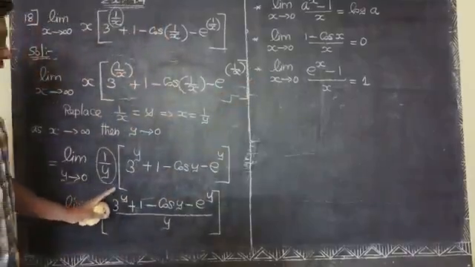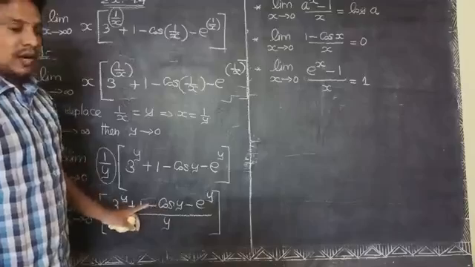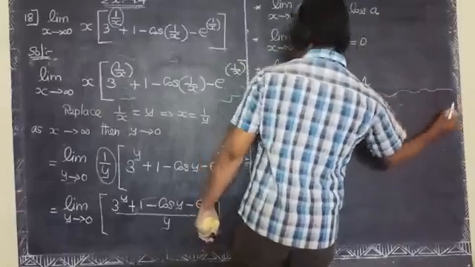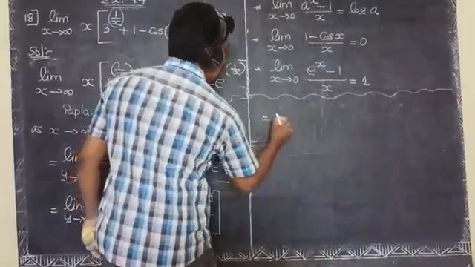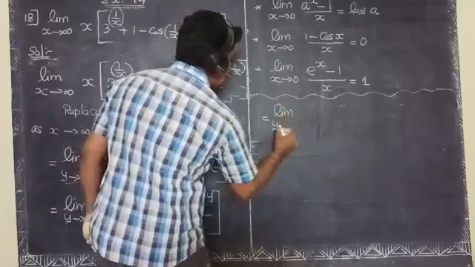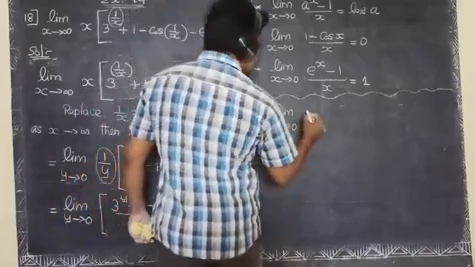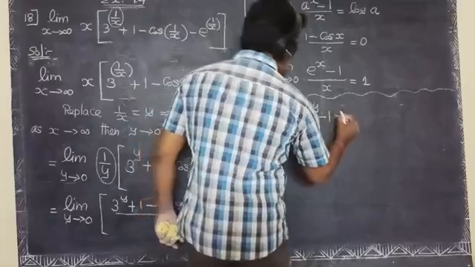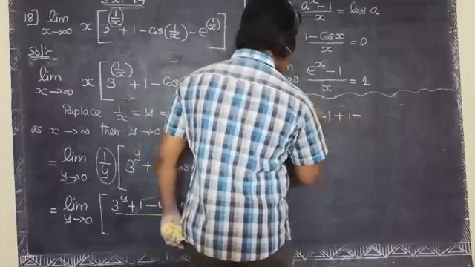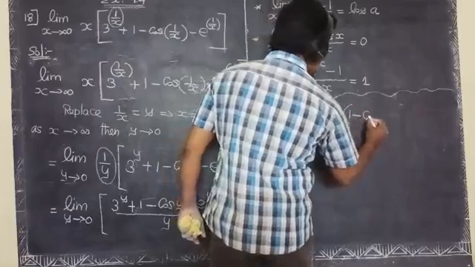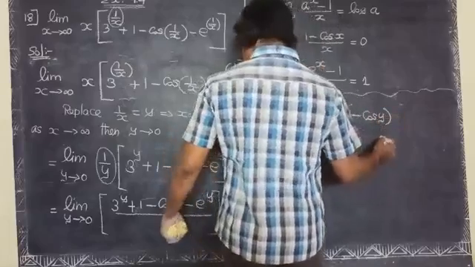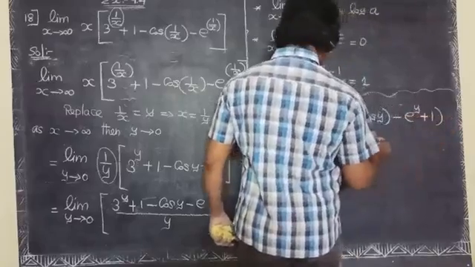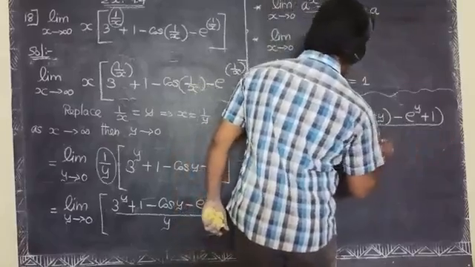Here add and subtract 1 in the numerator, that is limit y approaches 0, (3^y - 1, subtract 1, plus 1 minus cos y, minus e^y plus 1) divided by y.